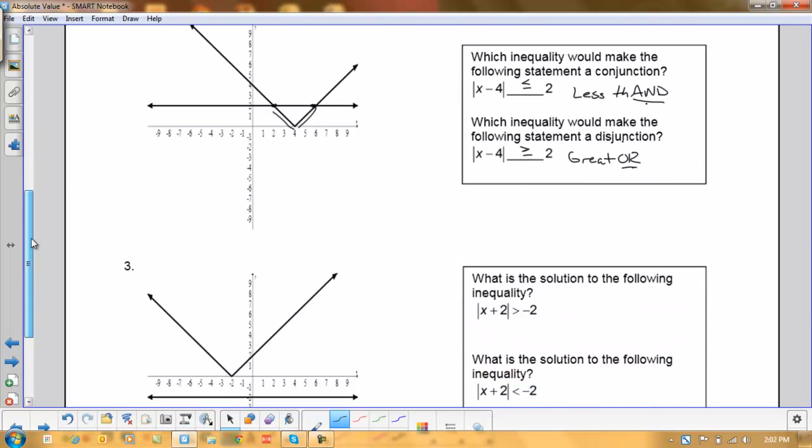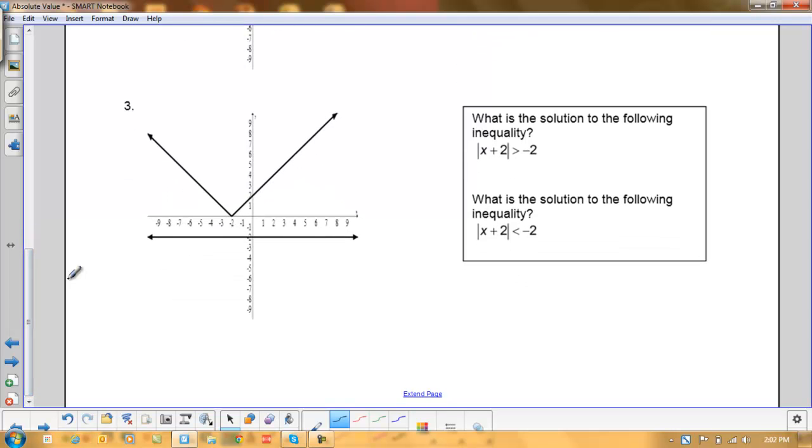The next thing I want to talk to you about is an observation point that you want to get good enough to see, because if you can see this, it will make a lot of your problem solving a little bit easier. The solution to the inequality where the absolute value of x plus 2 is greater than a negative number is all real numbers, because an absolute value function is always greater than a negative number. That's by definition. Absolute values cannot be negative.